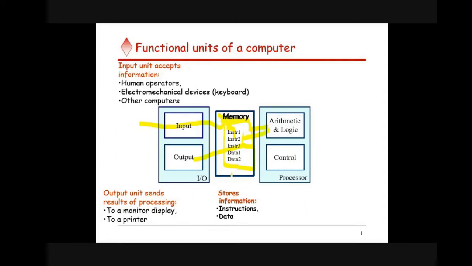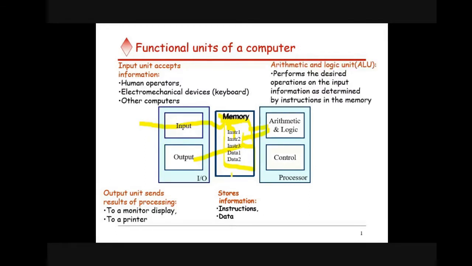Okay. Next is the arithmetic and logic unit. So what will the arithmetic and logic unit do? It will do the processing part of the computer. So it will do either arithmetic operations like addition, subtraction and so on, or logical operations like any of the comparisons. Okay. So the arithmetic and logic unit performs the desired operations on the input information as determined by the instruction in the memory. The data from the input device is already stored in the memory, so it is taken from the memory and processed, where processing means doing the arithmetic or logical operation on that.